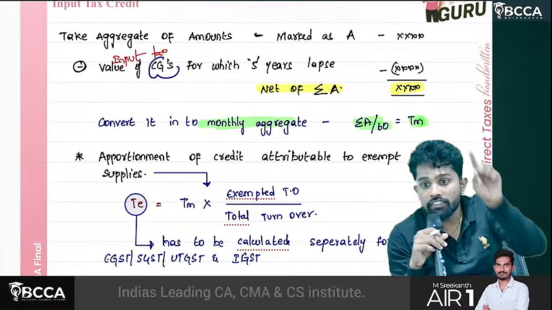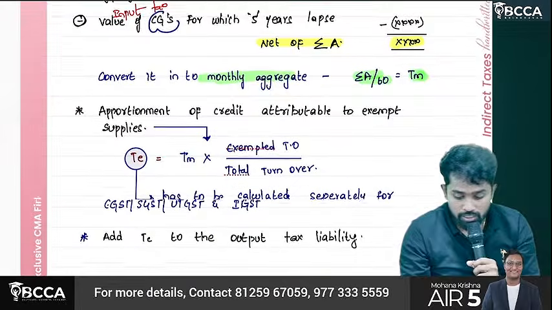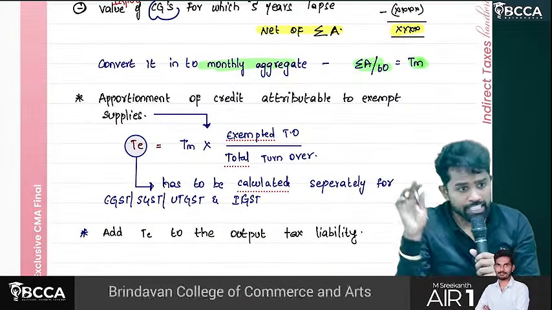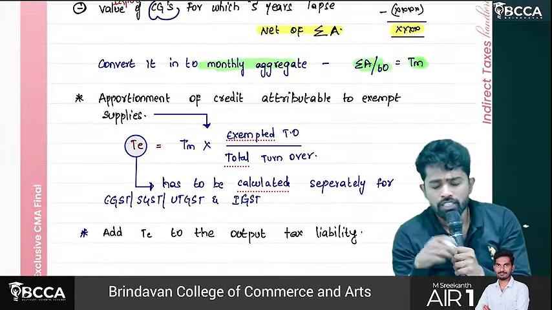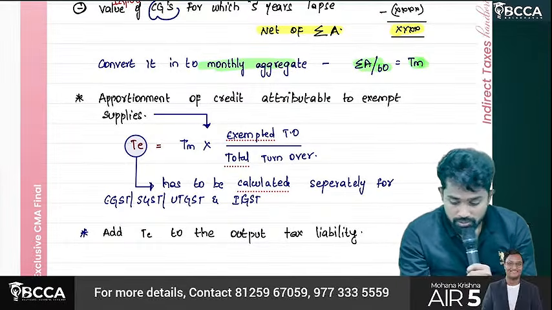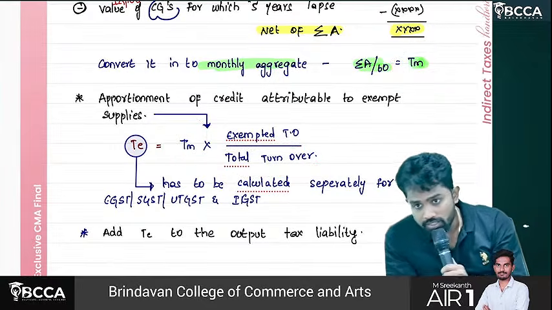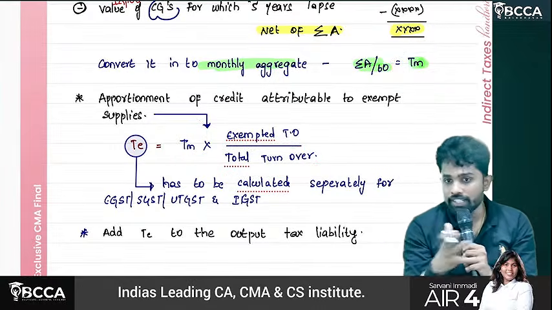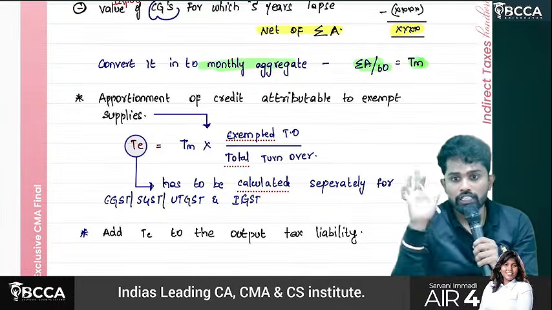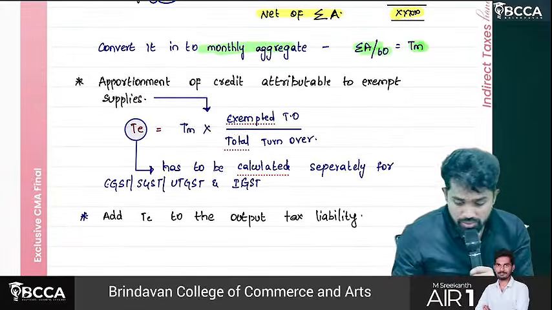Then the total divided by 60, then you will get the monthly common credit. So monthly common credit, what we have to do? Same like D2, sir. What D1, what we did? C2 into exempted turnover divided by taxable turnover. Here also same. Take this TM into exempted turnover divided by total turnover. Here non-business related will not reverse anything. Only related to exempted purpose only we are going to reverse. Okay. So that is the provision here, rule 43.